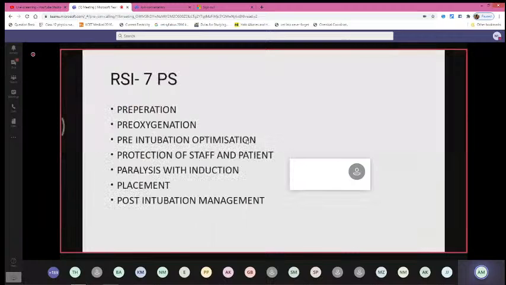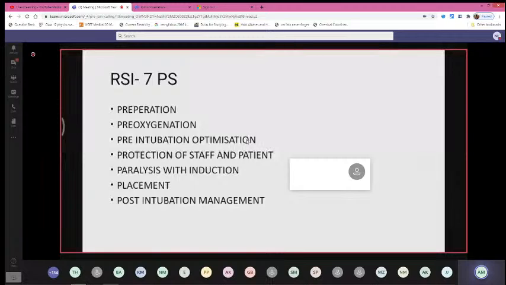So we use a common term called rapid sequence intubation or rapid sequence induction. A patient who is acutely hypoxic, there is no time. Patient saturations are dropping. If you don't intubate them, the patients will have a cardiac arrest.